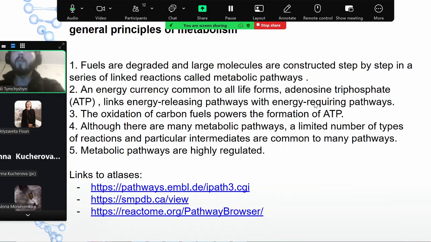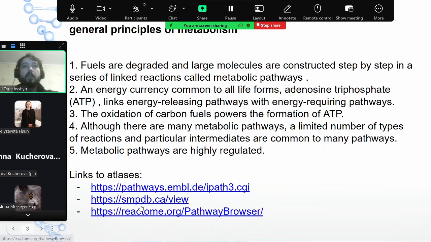And also there are many metabolic pathways, a limited number of types of reactions, and particular intermediates are common to many pathways. So I will show you today some examples, and you will see that many patterns are repeated even throughout one pathway. And of course, let's put it this way, if evolution finds some way to do something, it will reuse that way many times more, so we will see that more and more. And the last one, the pathways are highly regulated, and I guess we will see that as well.